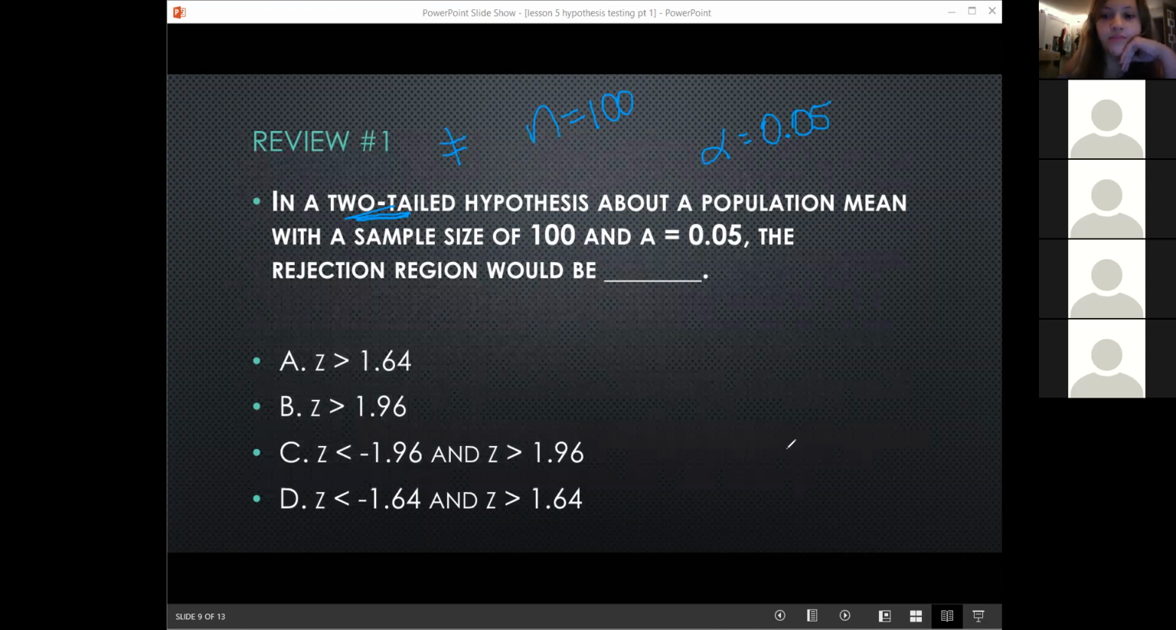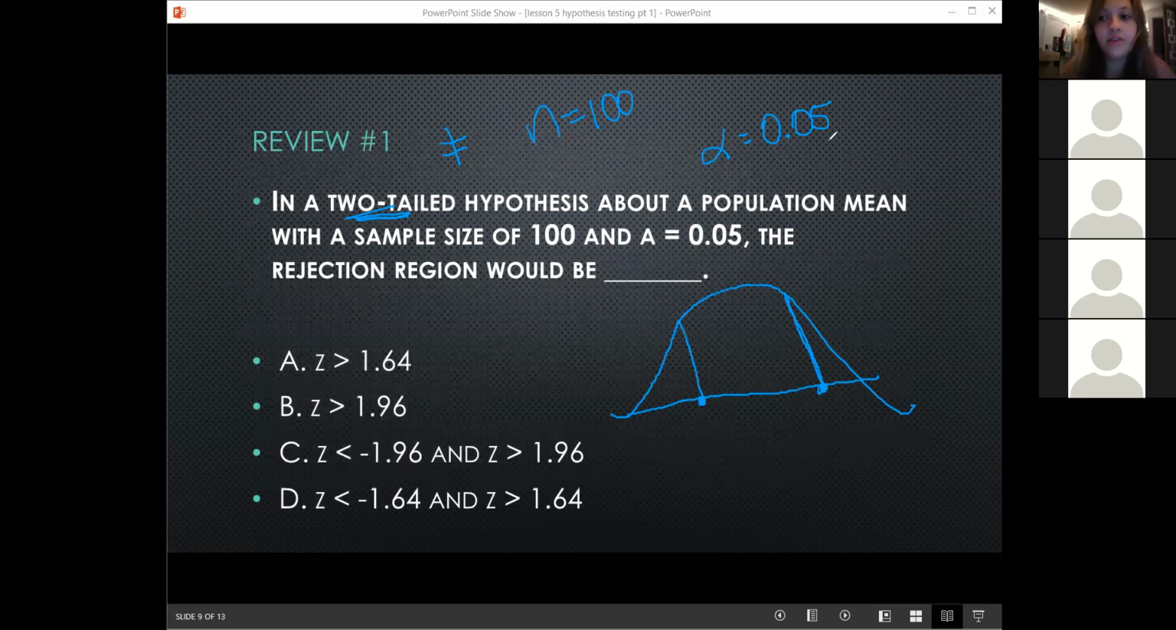And so what we want to think about is that our alpha level is talking about the part of our curve that is going to be our rejection region. Since this is two-tailed, we want to keep in mind that we're going to have a point on either side. We're going to have a point here and a point here that represent the two points showing our rejection region.